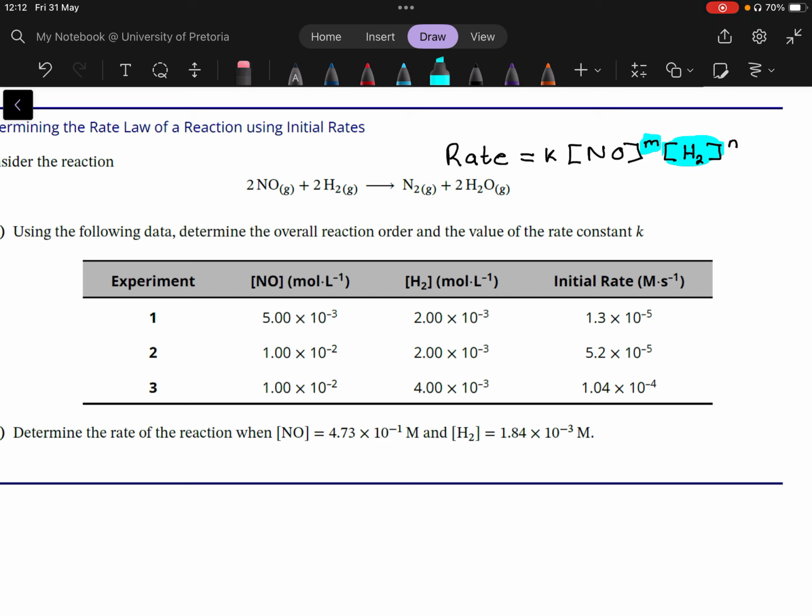Is this M a square? Because if the rate doubles, it means that the rate must be proportional. In other words, if we double the concentration and the rate doubles, it means there's a 1-to-1 ratio between the two. So the rate in terms of that reactant is first order.